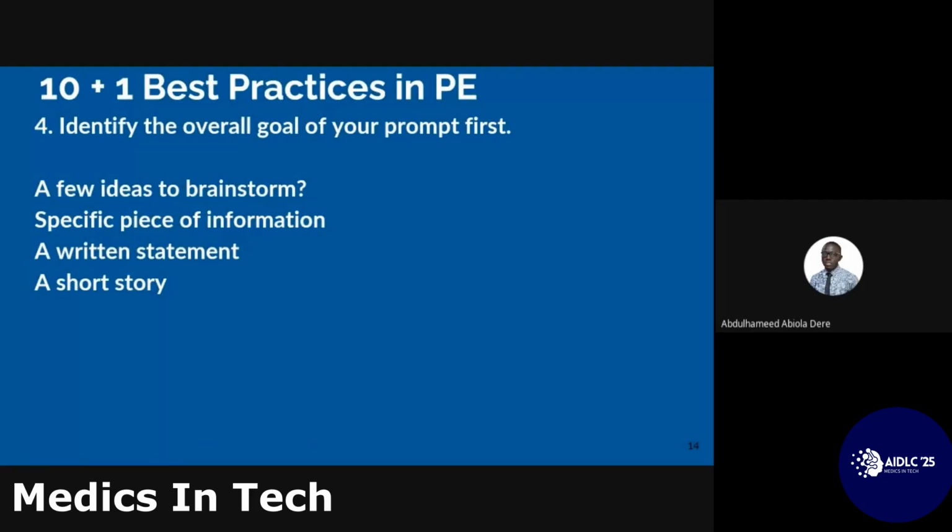Now the fourth best practice. We've talked about being specific, we've talked about contextualizing, and we've talked about exploring different prompting styles. Now the fourth one is that you want to identify the overall goal of your prompts. Are you prompting because you want to get some ideas? Maybe you want to travel out of the country for a vacation, so you ask an LLM where the best places to travel for vacation are. So you need to understand your goal.